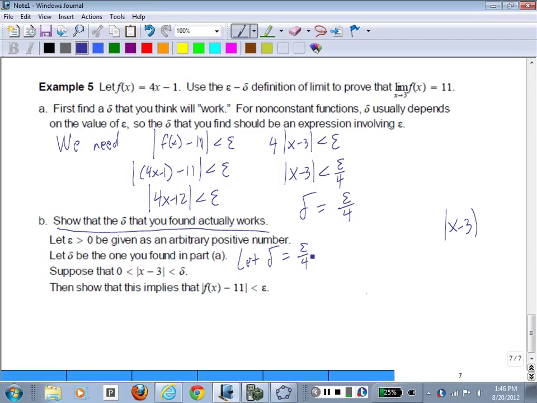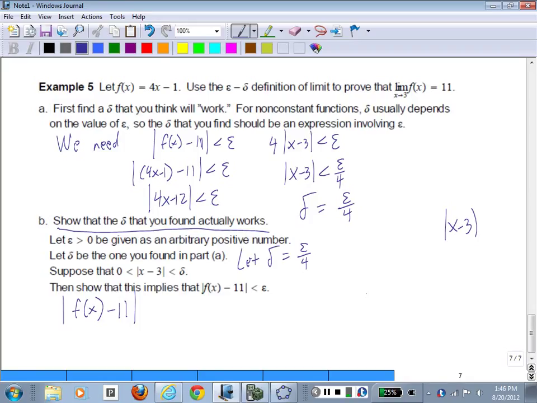And suppose that x is actually within delta units of 3. Absolute value of x minus 3 is less than delta. How to show this? Well, I like to start with the expression, the absolute value of f of x minus 11. And if I can write an equal sign, eventually a less than symbol, and conclude with an epsilon at the end, then we can string them all together, and we can conclude that the absolute value of f of x minus 11 is less than epsilon.